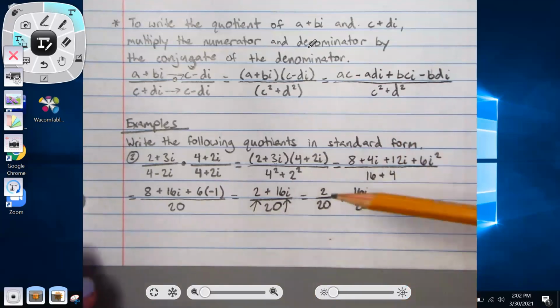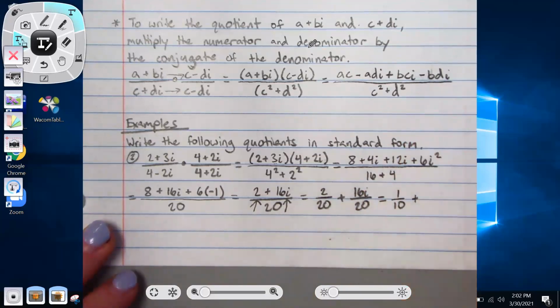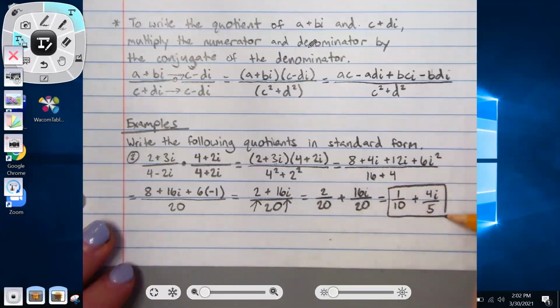And then the last thing is we're going to see if we can simplify either one of those fractions. 2 over 20 can simplify to 1 over 10. And 16 over 20 can simplify to 4 over 5. So we get 4i over 5. And that is our final answer.